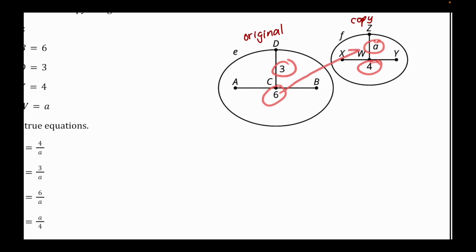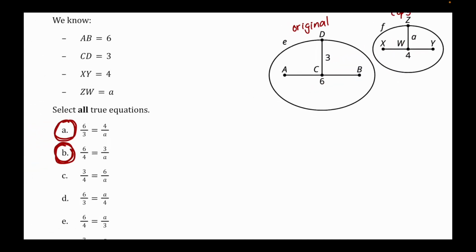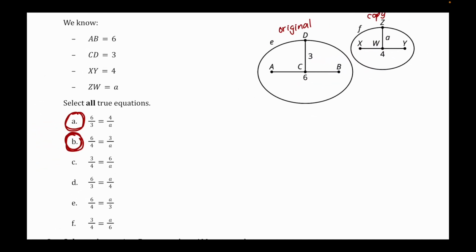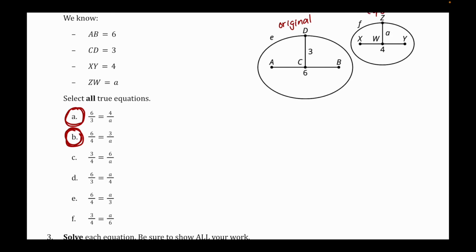So we can't cross over our arrows either. Not going to work. So that one doesn't work either. If we did 6 over 3 equals a over 4, again, my arrows are not really going in the same direction. So not going to work because they're not comparing similar amounts.